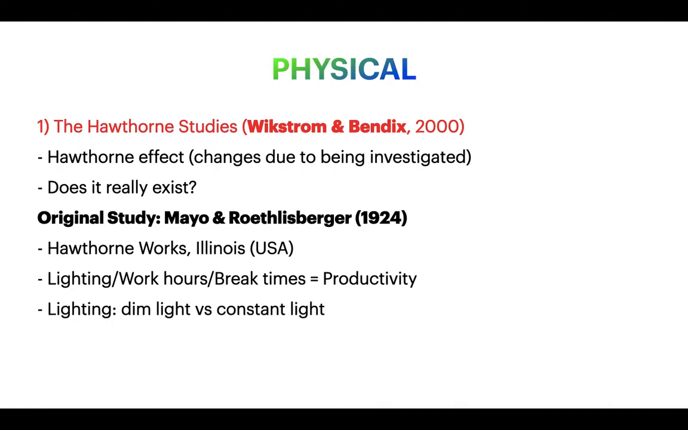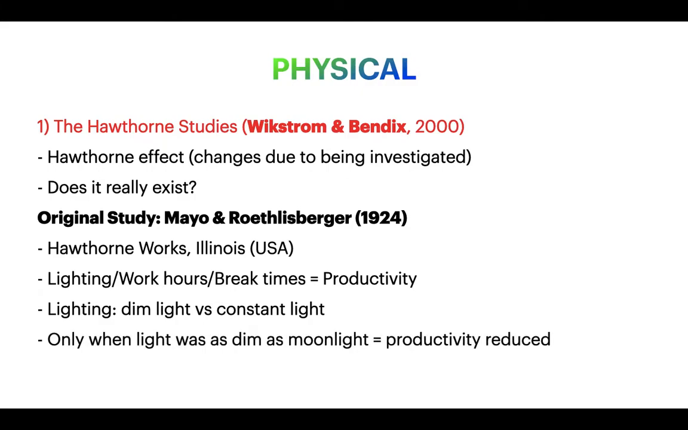For example, in the lighting condition, in one case, the factory workers had to work in dim lighting. In the other situation, the factory workers had to work in constant bright light, right? What they found was almost no difference, right? Whether it was dim or constant light, there was no difference, right? Only when the light was as dim as moonlight was productivity reduced, right?